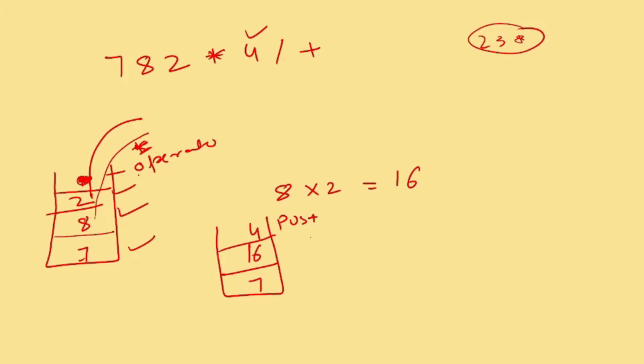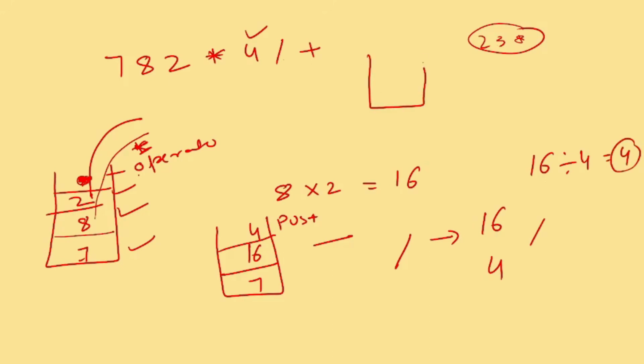That means when the slash sign is there, 16 will be popped, 4 will be popped. And what is the operation? It is slash. That means 16 divided by 4. So what will be the answer? 4 will be the answer. Again it has to be pushed. Very good. So 7 and then 4. And then what is next? Operator, that is plus. It is not an operand.